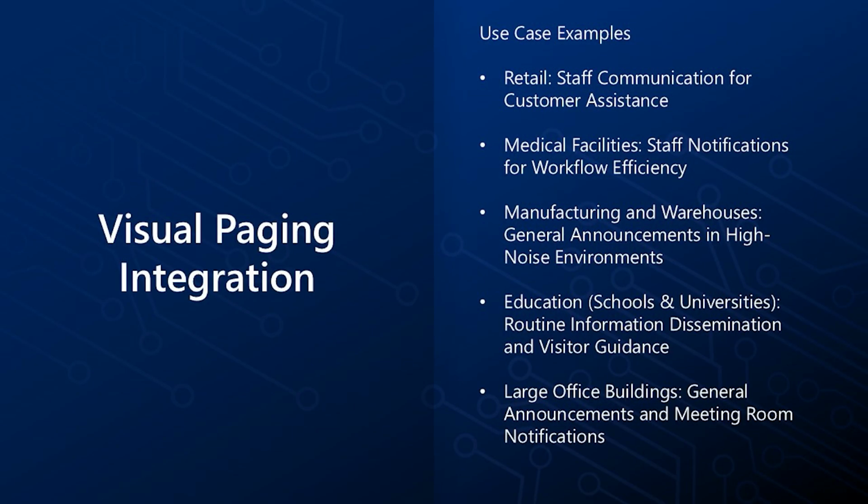I'm not going to spend a lot of time on use cases. I just listed, for visual paging, a lot of times when you think about paging as just an individual, you immediately associate it to retail. Often here, I need an associate on aisle whatever. And then it goes into medical. You might need to get code reds out to the staff to rush to a room. Manufacturing, you guys can imagine all the use cases.